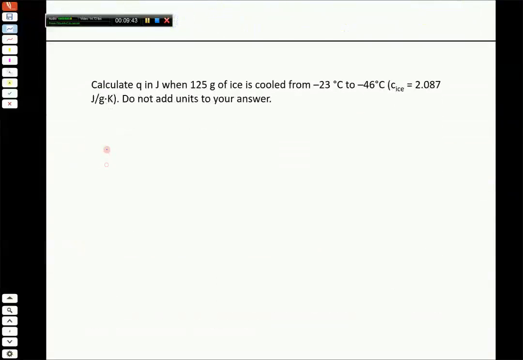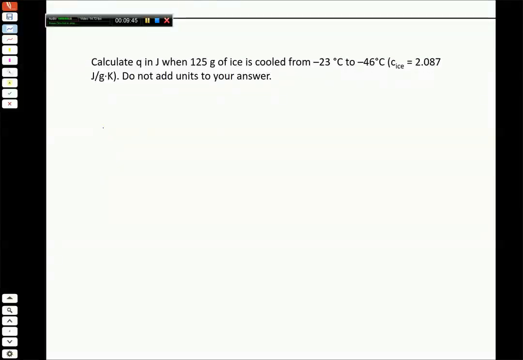Alright, and then this next problem here also dealt with calculating heat. And this one I think is even a little bit more straightforward. It's certainly less steps. And this is just using the equation Q equals mc delta T. So that's all we're doing here: we're taking 125 grams of ice, we're cooling it from minus 23 to minus 46 Celsius, and we're giving it a heat capacity of 2.087.